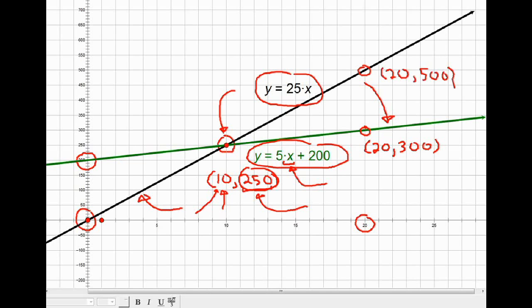So in this case, it makes more sense to choose the green line, the first banquet hall that had that initial fee of $200, but then only $5 per person, because it's cheaper. And again, it's anytime we have more than 10 people, the green line is going to be cheaper. But if we're not going to have very many people go to this banquet hall, if we're going to have less than 10 people go, we want to choose our black line, our second option, where they're charging $25 per person. But again, the point of intersection here is where the two lines meet. And where the two lines meet is at the coordinate 10, 250. And for this example, the cost is the same at that coordinate.